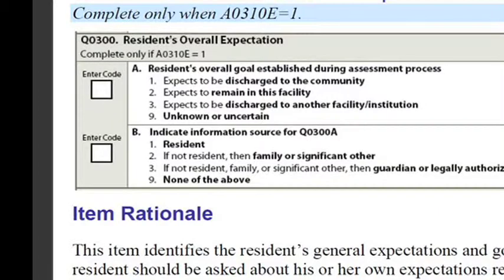O300A should be coded as 1, expects to be discharged to the community. O300B would be coded as 1, resident, because she has clear expectations and wants to return to her home. Very good, you scored 100%. Let's continue playing How Would You Code?